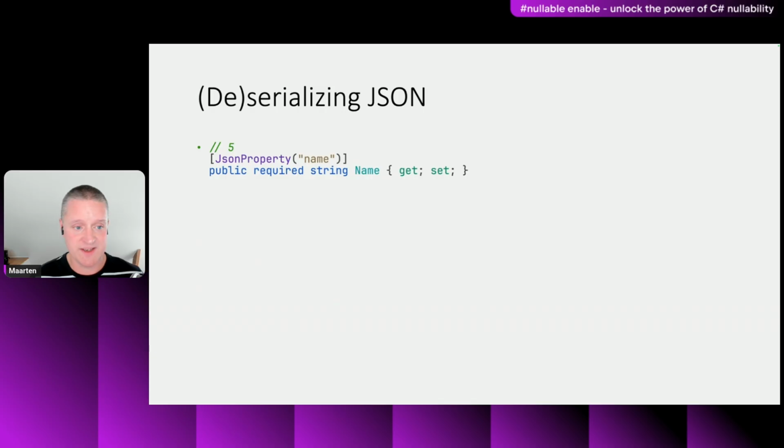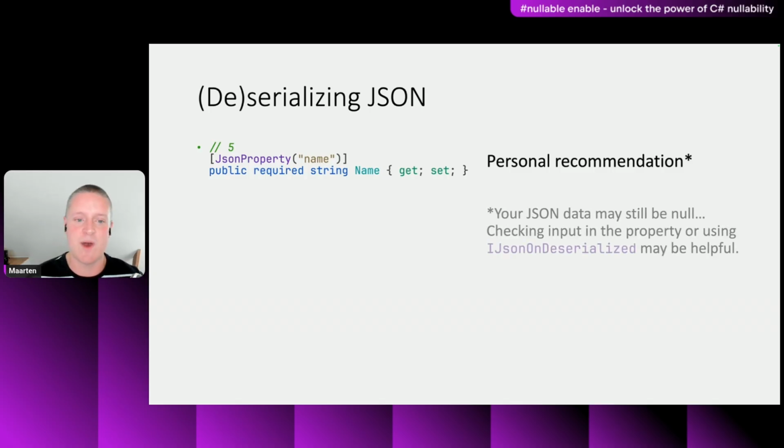One way to go about this that I can recommend, and that is my personal favorite, is adding the required keyword there and just say, okay, the name is always going to be there. I require this to be there. However, if you're reading from JSON, that data that you're reading might still be null. So if you're using System.Text.Json, you have an interface called IJsonOnDeserialized, where you can actually check for null when reading that JSON.